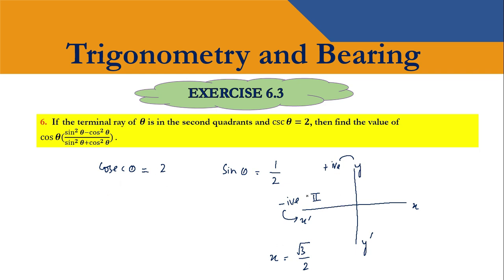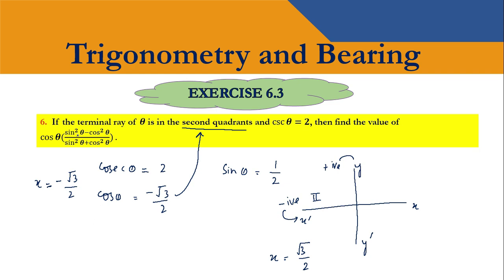Now as we know that this is in the second quadrant, our value of x will be negative. So we will take x as negative root 3 divided by 2, not as a positive value. That's why in the question they are telling you that it should be in the second quadrant. Whatever value of x you get, you will take it as negative. So cos theta is equal to the value of x, which is negative root 3 by 2, because it is in the second quadrant.